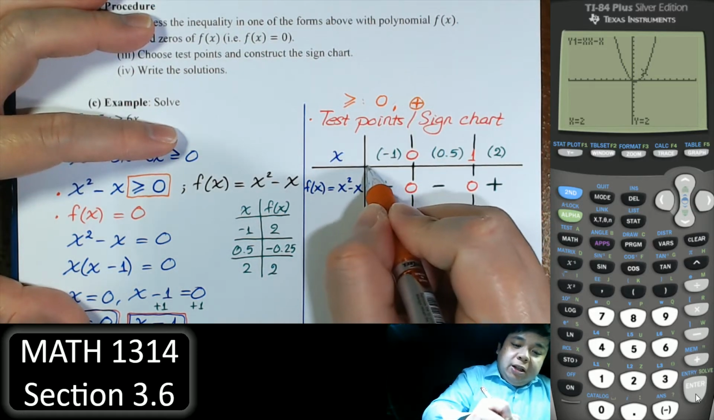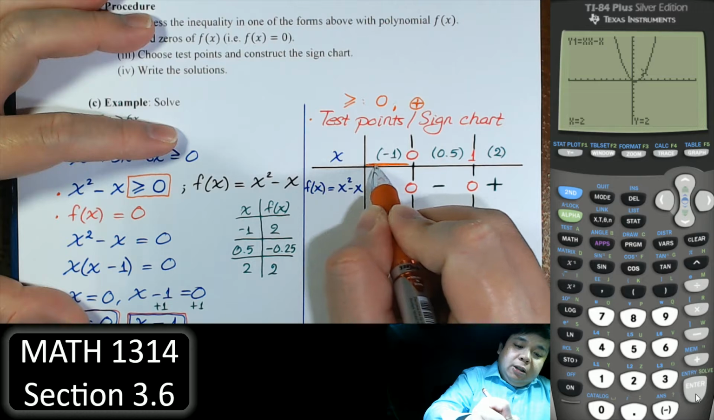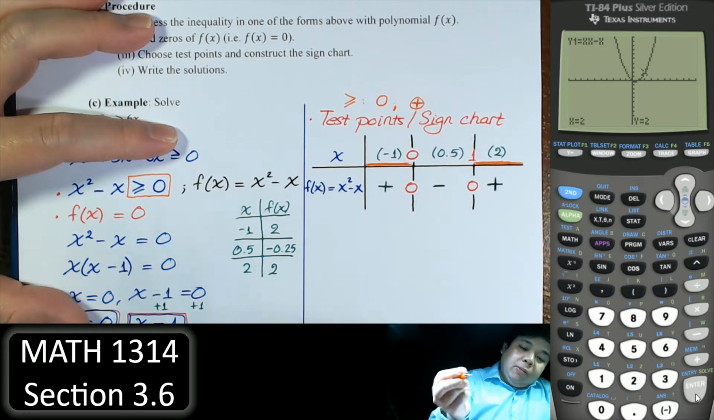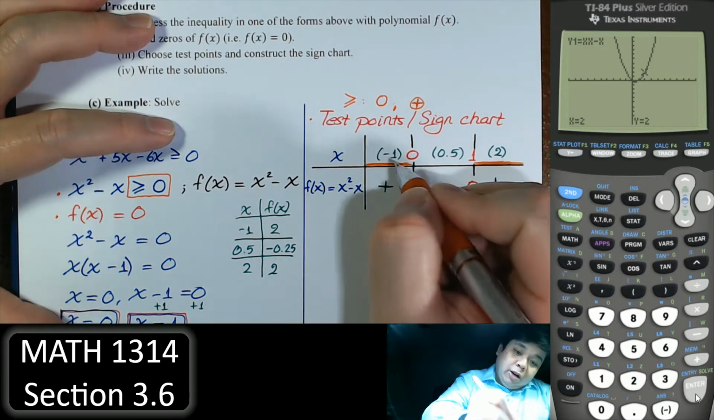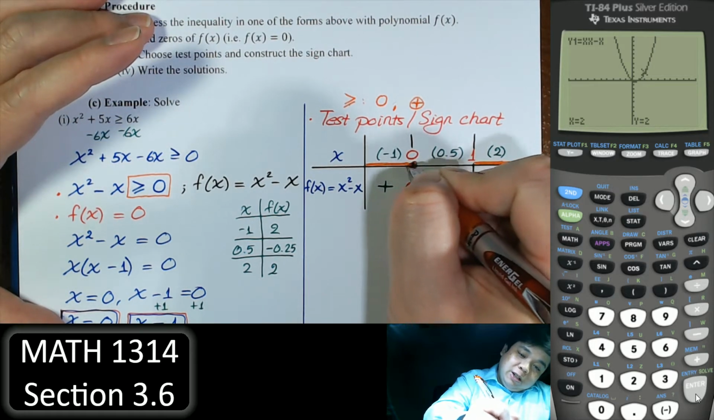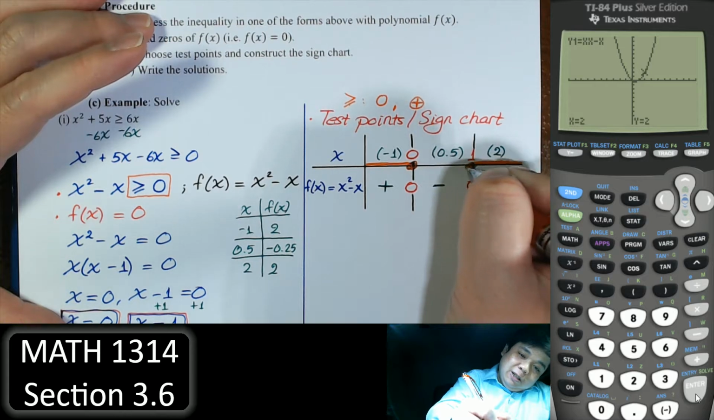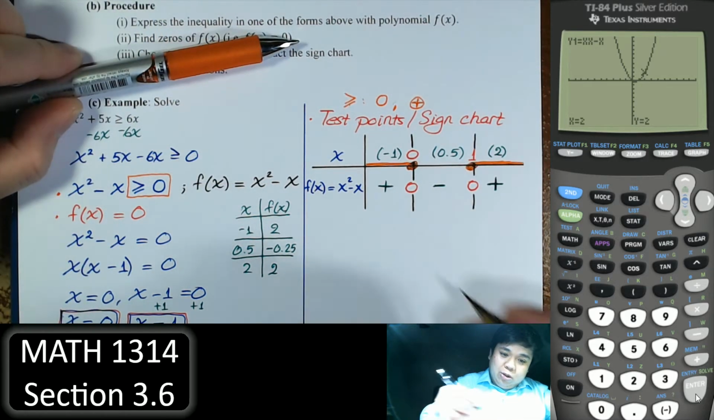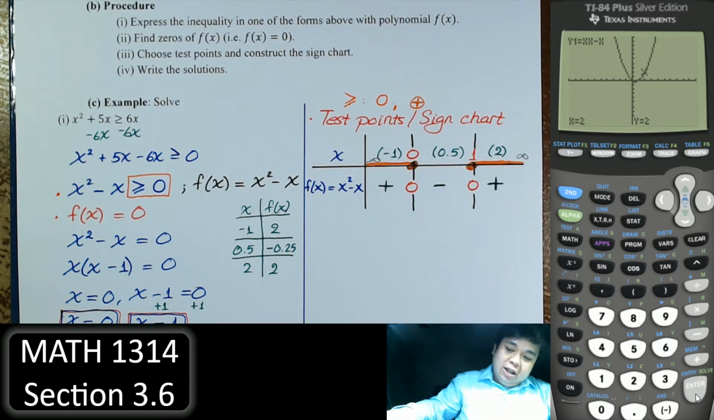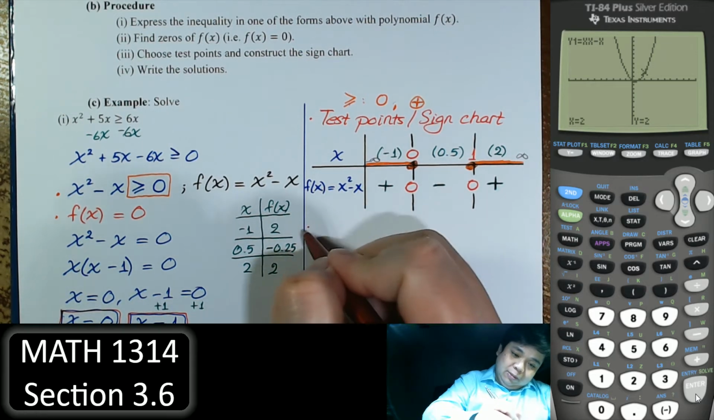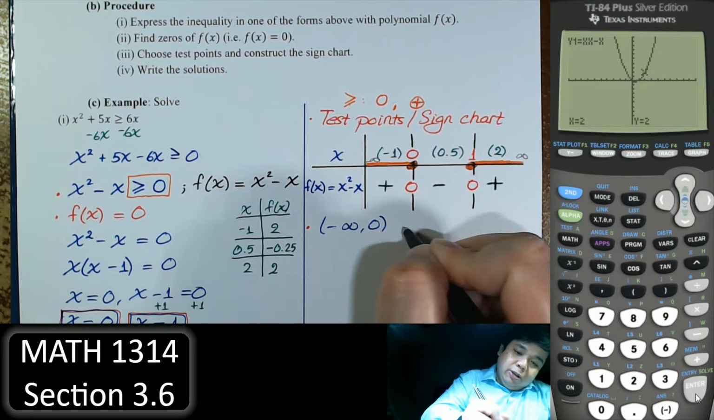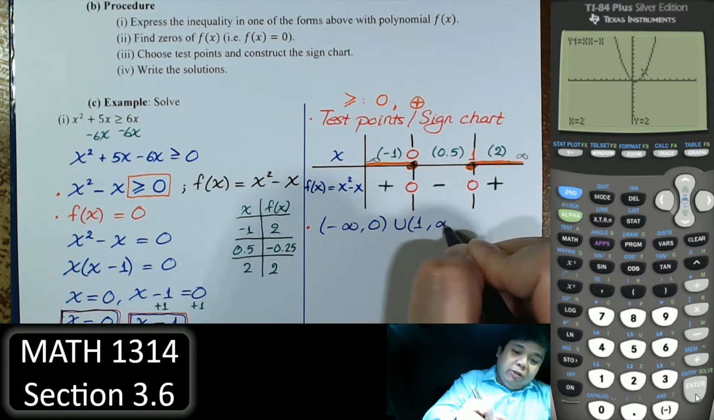So positive is here and here. And also we pick 0, right? Because it has an equal sign. So we can choose this point as well. Then we can put just -infinity and infinity. Then we have the interval. So the answer is -infinity to 0, or from 1 to infinity.